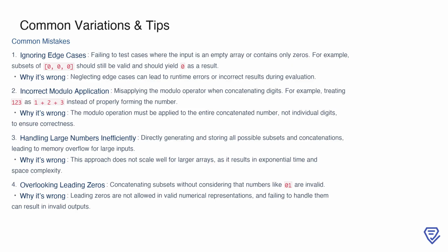Lastly, overlooking leading zeros is a critical error. Numbers like 0, 1 are invalid, so if leading zeros aren't properly handled, the solution can produce incorrect outputs. Each of these mistakes emphasizes the importance of a thoughtful and efficient approach to edge cases and constraints.